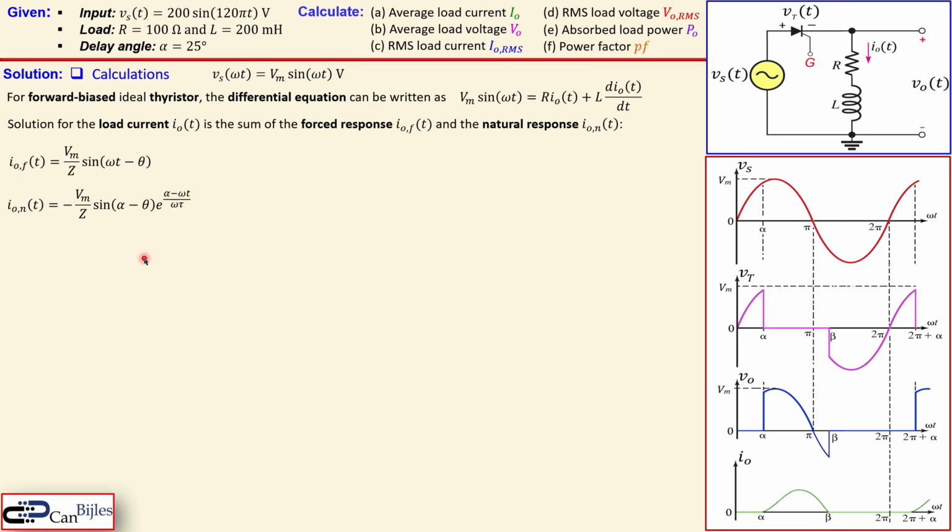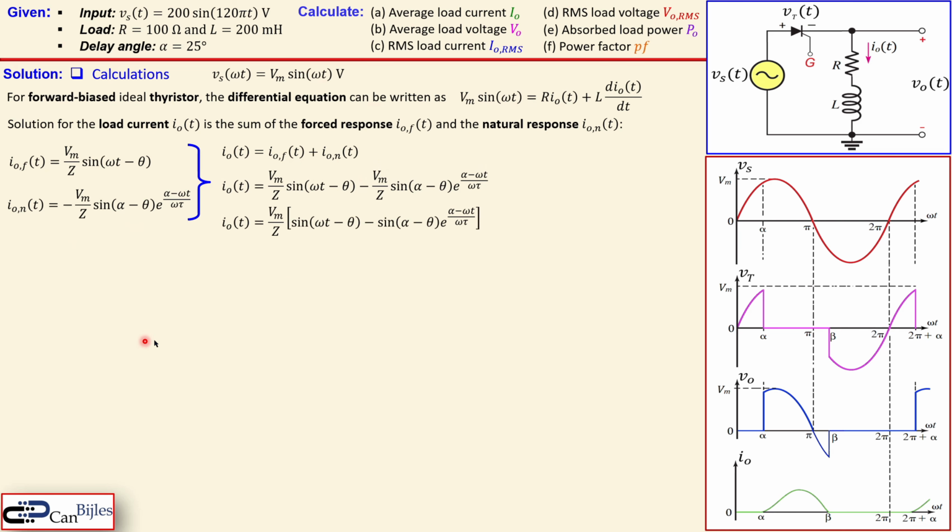You see again here the alpha is appearing, and also the other parameters we will discuss shortly, like the z and the theta, and also here the tau, which is our time constant. And when we take this together, we will get the total expression. You see here now the forced response plus the natural response. So take them together, you see here again in more detail from this.